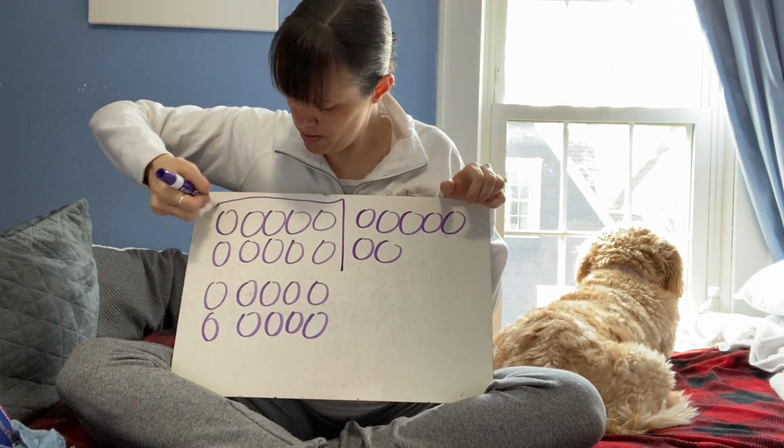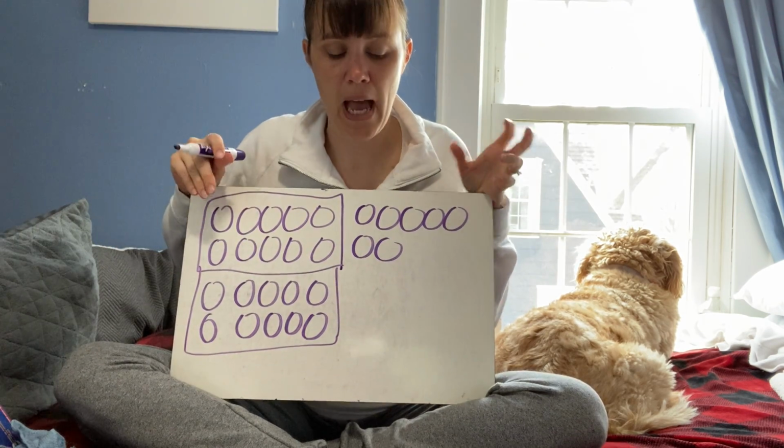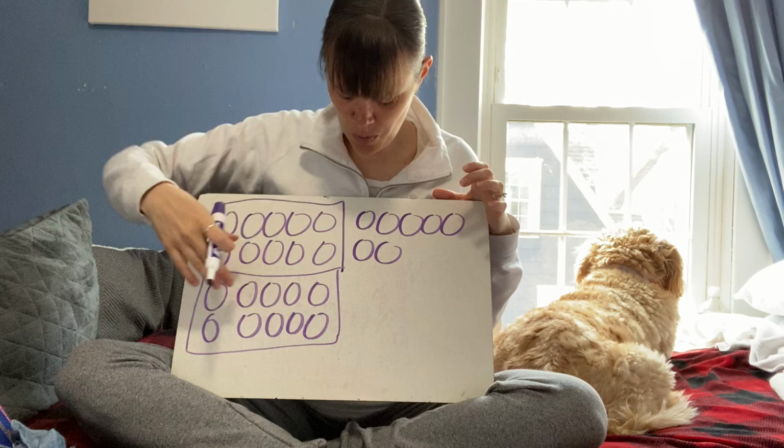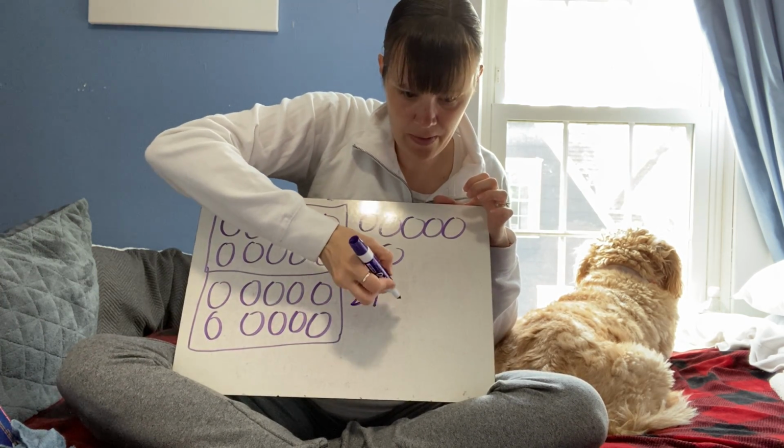Let's make our life easier. 10, 20. How many do we have all together? We have 10, 20, 25, 26, 27. That means we have 27 hundredths.